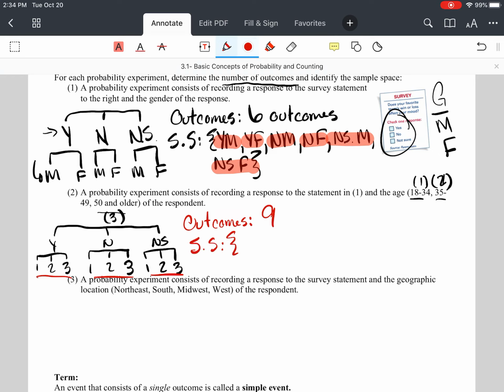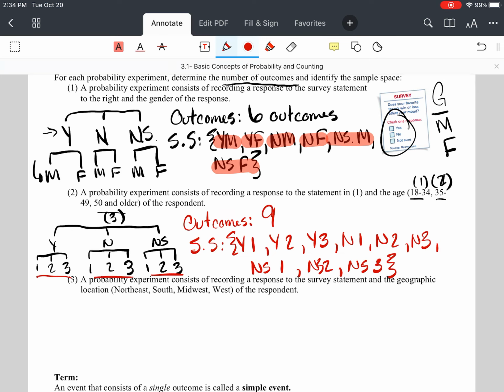So the sample set is simply the set. Well, they could have said yes and age range 1, yes and age range 2, yes and age range 3. They could have said no and 1, no and 2, no and 3. And then finally, they could have said not sure and 1, not sure and 2, and not sure and 3. Okay, so notice that again, we do have these 9 outcomes. 1, 2, 3, 4, 5, 6, 7, 8, 9.